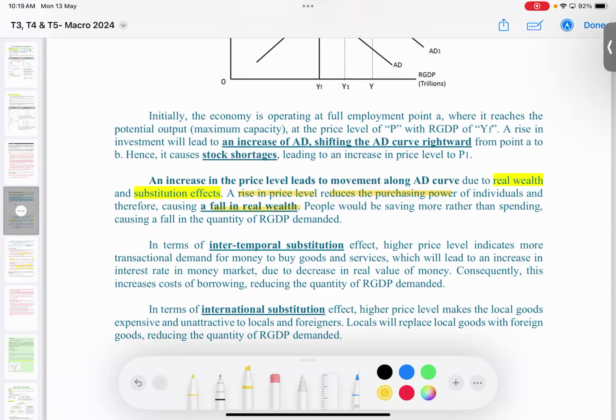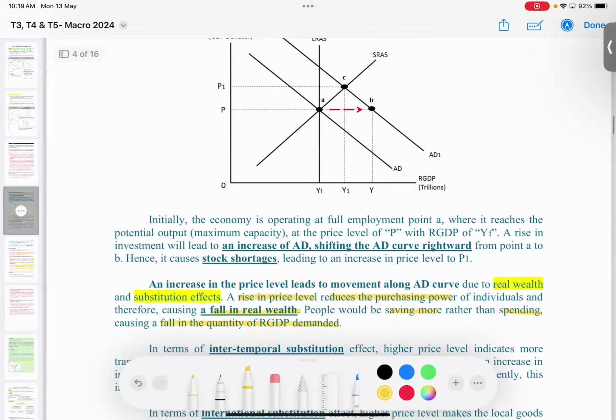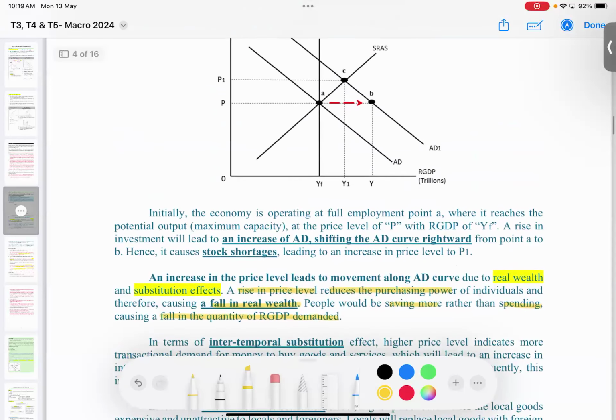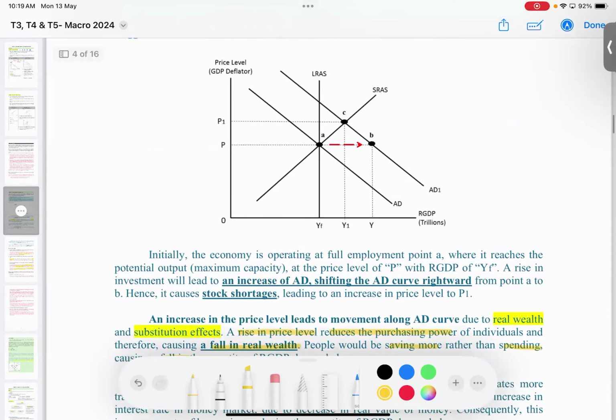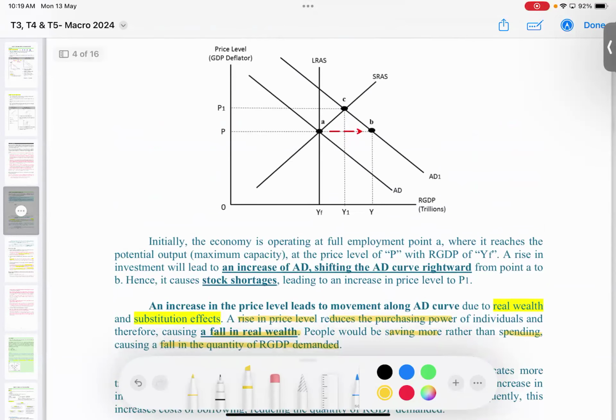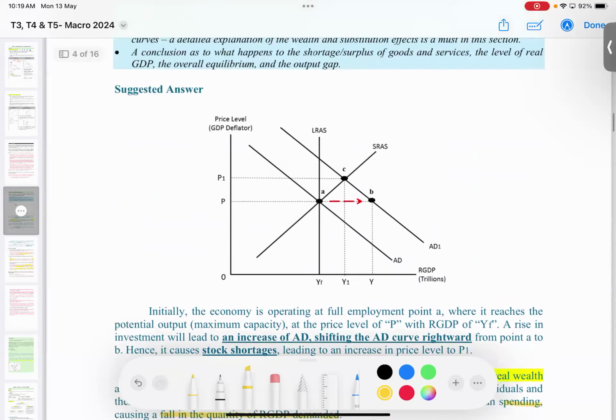So therefore you will start to save more, rather than spending, and that results in a fall in the quantity of real GDP demanded. So that's the meaning of the wealth effect. I have put it into sentences later, which we are going to refer to. Later I will come to that, but at least now you understand what the real wealth effect is. That means when the price level becomes higher, your purchasing power has reduced, so therefore you spend less.